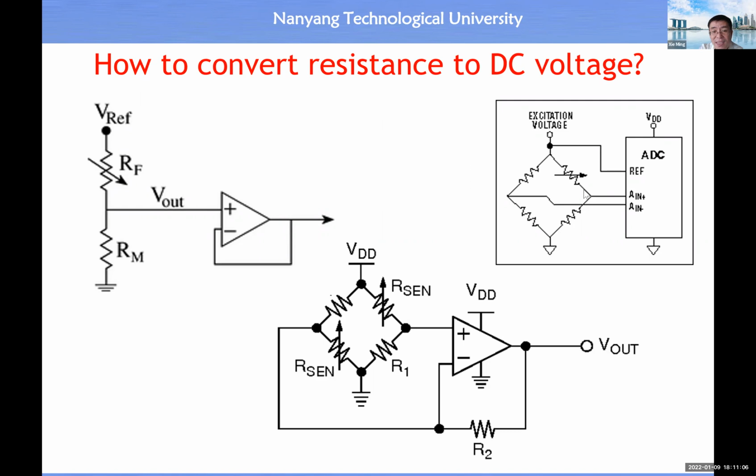In this way, we can pick up the difference of voltage across these two points. So this is a way to convert resistance into DC voltage.